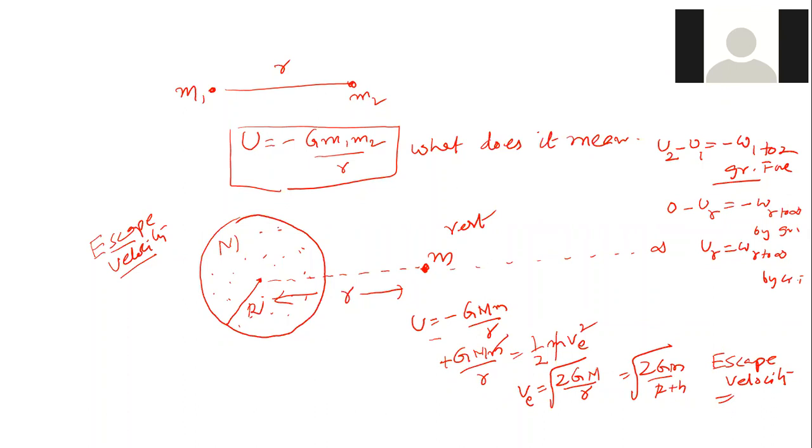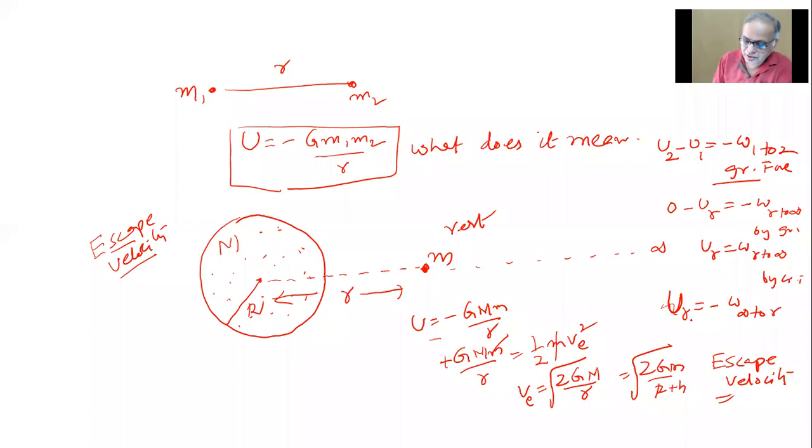But the problem is the body is here. So I would like to write like this: U at R equals, instead of this. U at R equals, you will write minus W infinity to r.